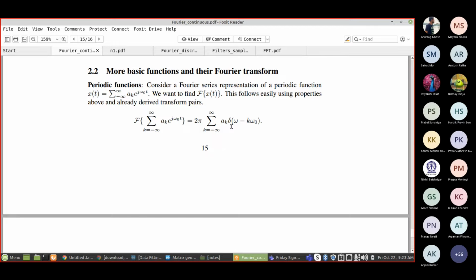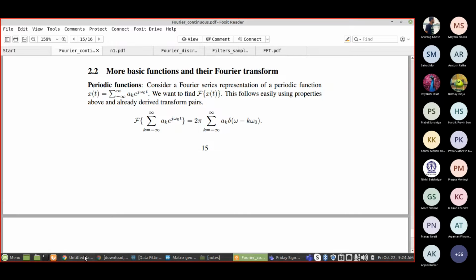Okay, so the Fourier transform of a periodic function is a set of Dirac delta impulses, and the magnitude is scaled by this Fourier coefficient. All right, so I hope that is fine. So the Fourier transform of a periodic function is a train of impulses, with this magnitude.